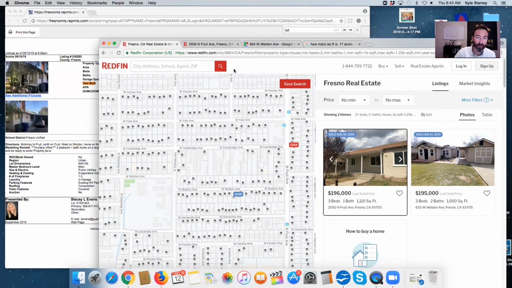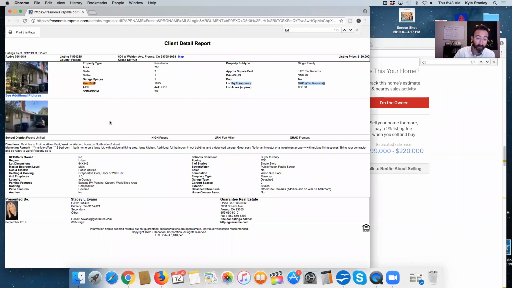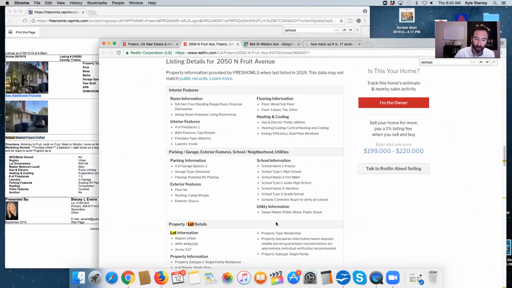Now I'm going to dive in a little bit deeper and see, have I really gotten everything down? So it's in the Fresno High School District. School districts are very important too, so make sure that you're looking that up. So let's see over here, school comment, school zoning, school district, Fresno Unified. There it is. So yep, we're in the same school district. So I'm good to go there.